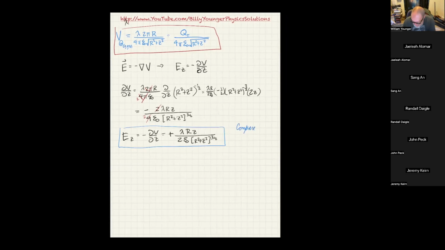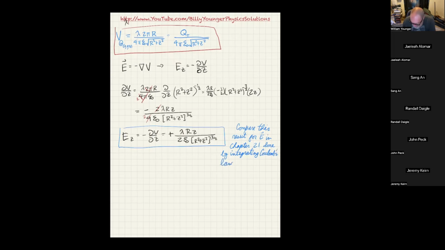Compare this result for E in chapter 21, done by integrating Coulomb. It's a lot.